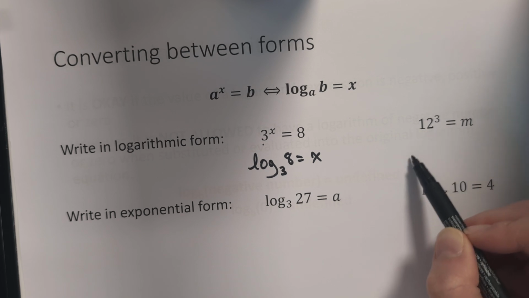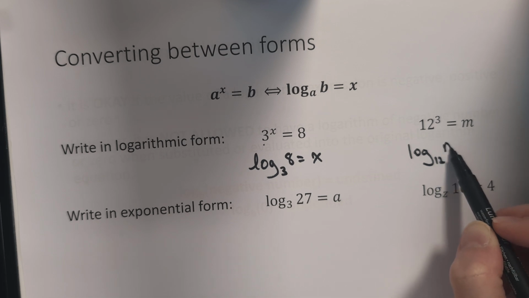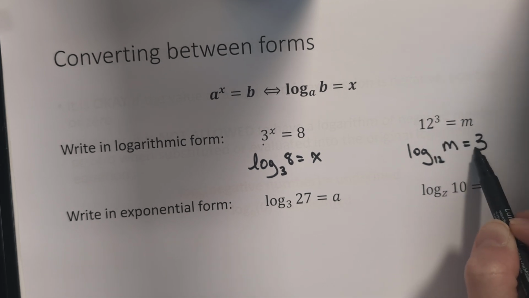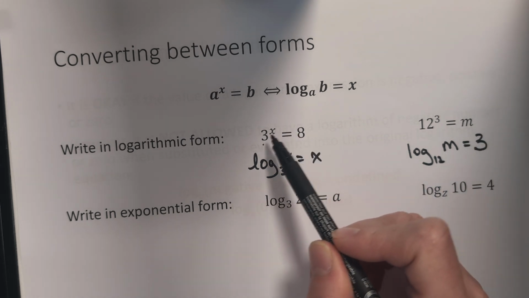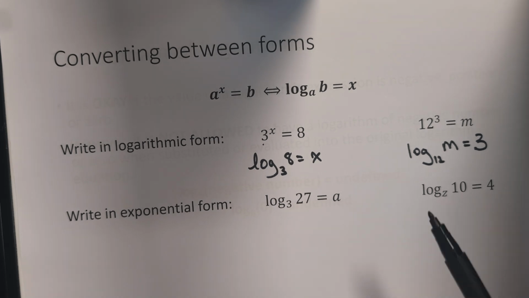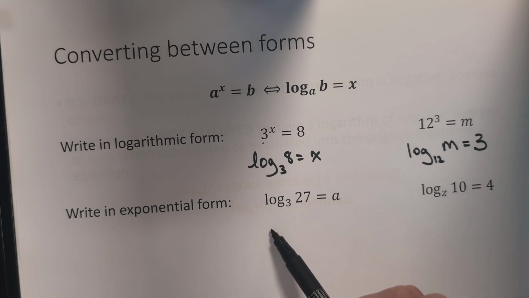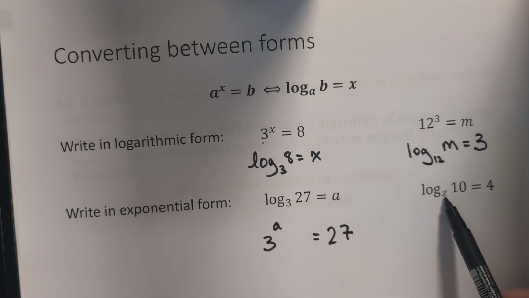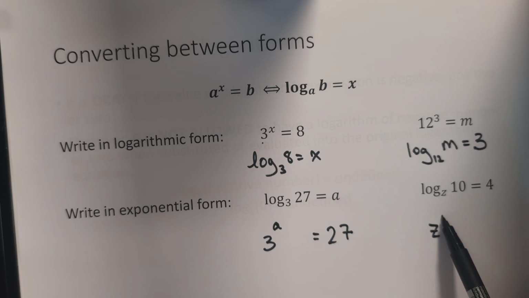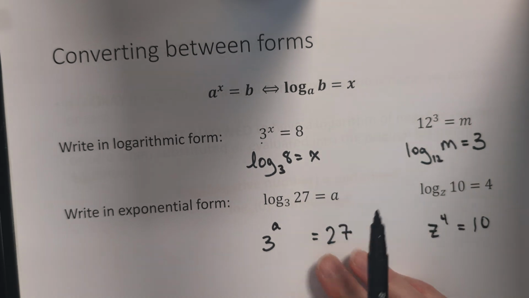So here's the base, log base 12 of m equals the exponent. We'll look at it further, but consider that if the exponent is more than just a variable or a number, a whole expression like x plus 3, it's solving for the whole exponent. Writing in exponential form, we can look the other way. It's solving for the exponent. 3, the base hanging off the log, is going to be hanging off the exponent, equals 27. Okay, z to the 4 equals 10. You can always take a look and color code if needed.